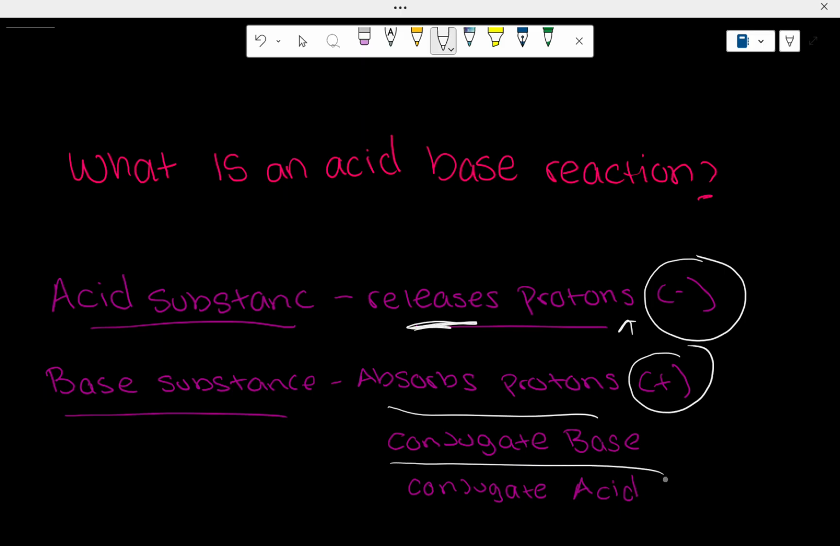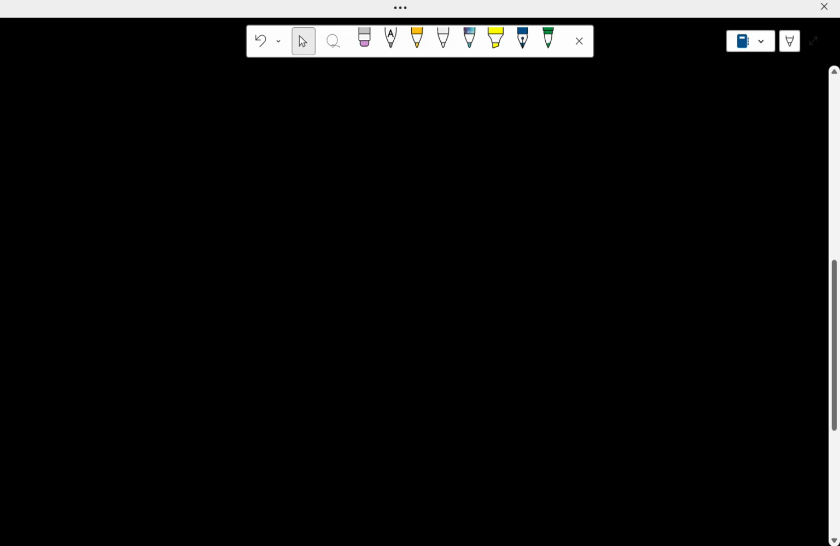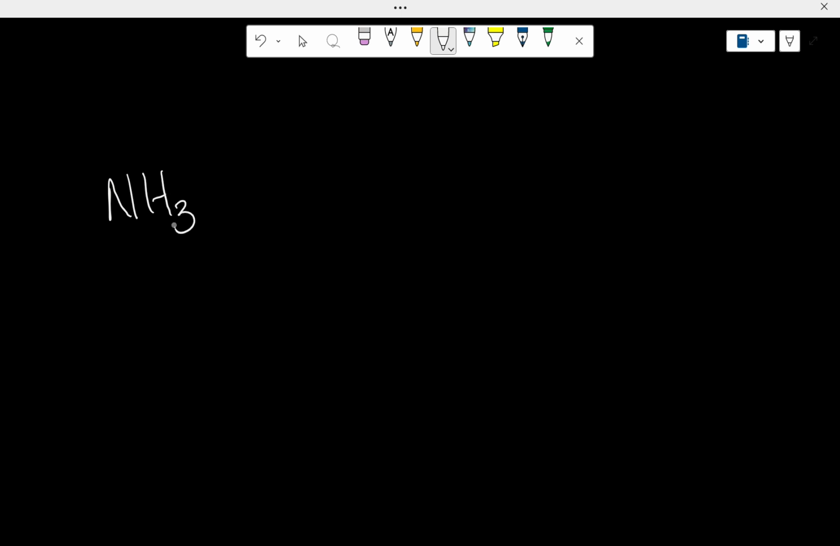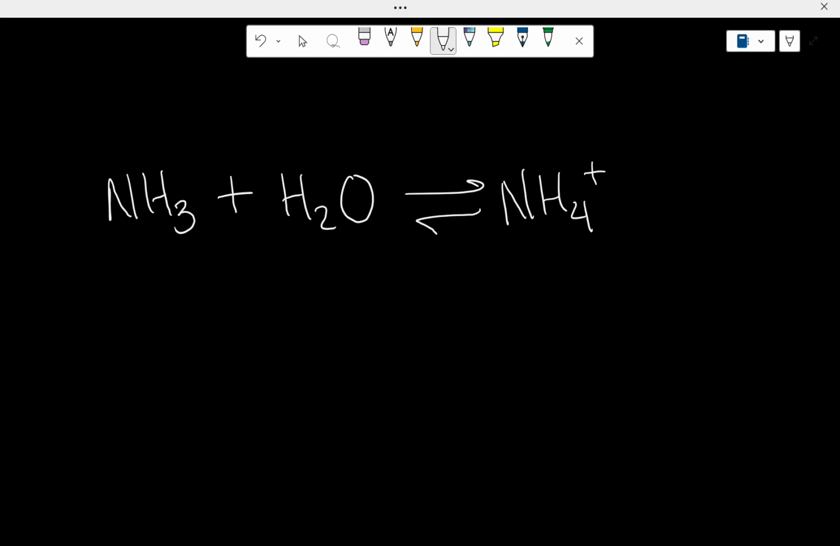And we'll go over what a conjugate base and a conjugate acid are later in the video. But let's go ahead and get some practice in, and let's see if we can identify these components in a chemical reaction. So we have NH3 plus H2O, and that's going to form NH4 plus and OH minus.